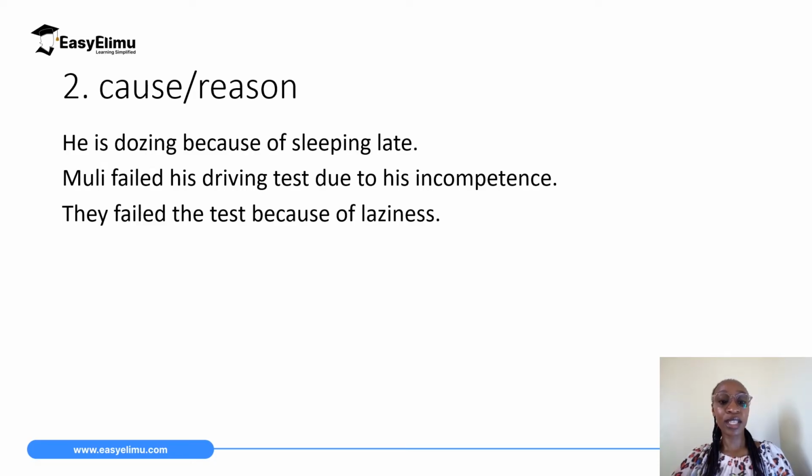Muli failed his driving test due to his incompetence. Due to is the preposition here, and it shows us that the reason for failing is incompetence. And lastly, they failed the test because of laziness. Because of, again, has been used here. It is a complex preposition. So the reason for failing is laziness.